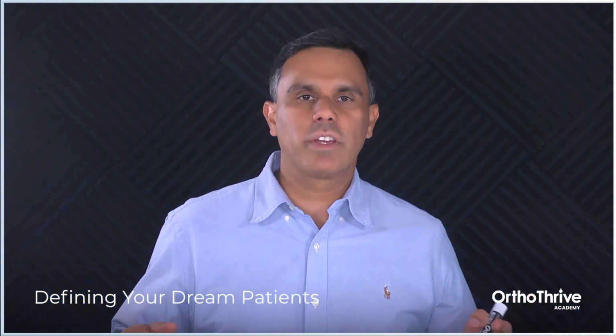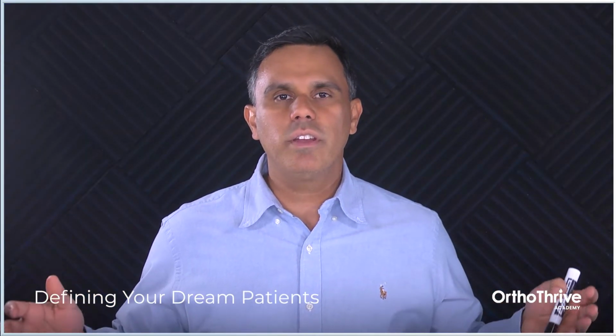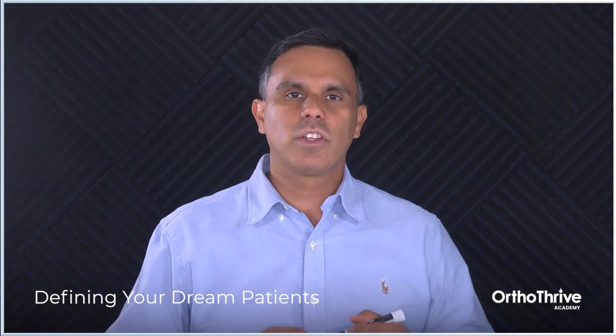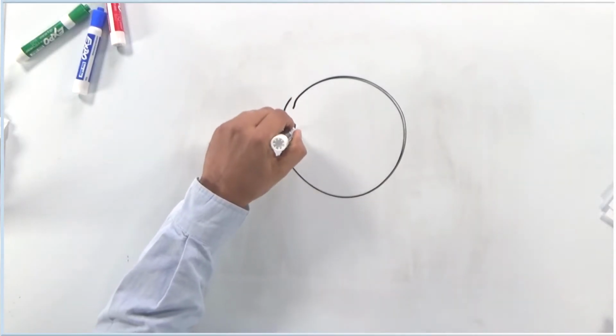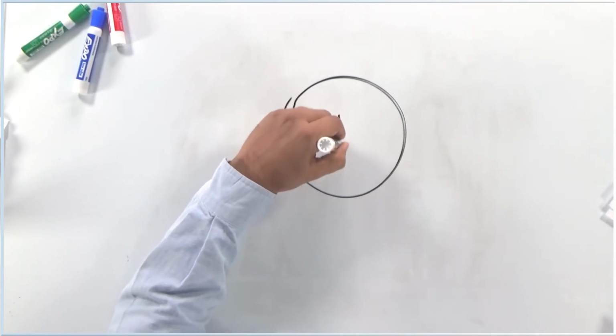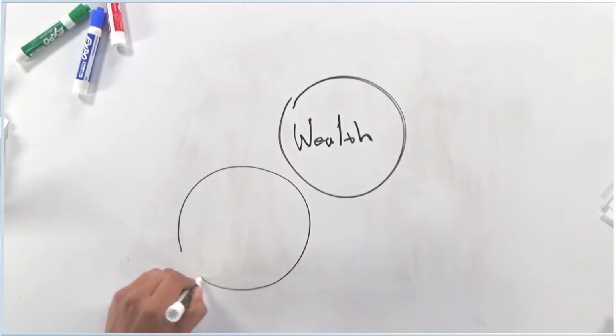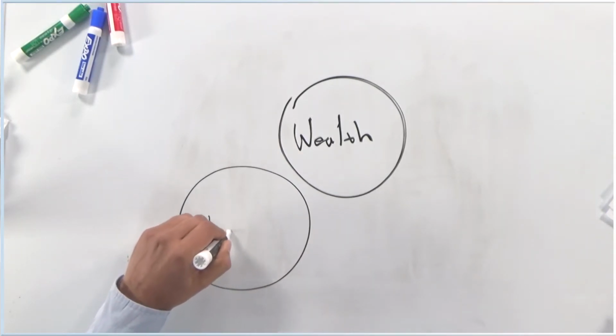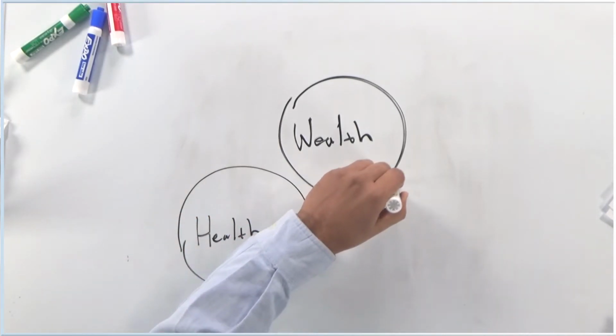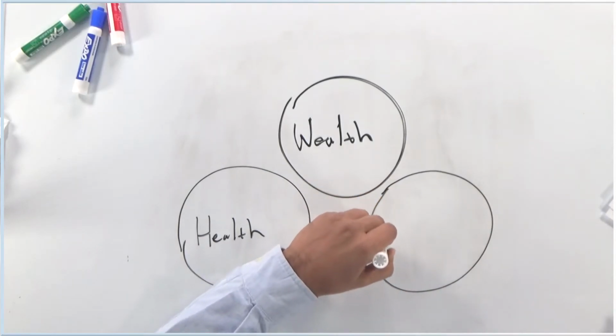There are generally, according to Russell Brunson, 3 different desires people have. So one is wealth. The other is health. And the other is relationships.